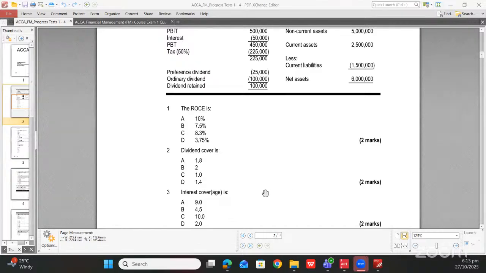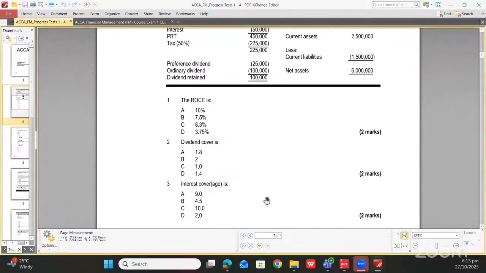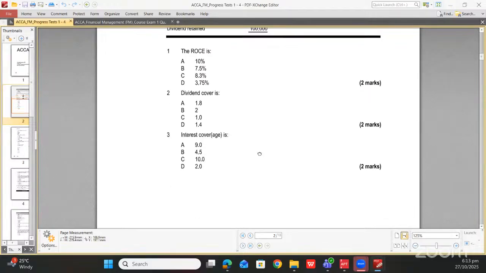So question 3, interest cover. For that, it would be profit before interest and tax over interest. Based on the question, the profit before interest and tax was 500,000 and the interest was 50,000. So 500 over 50 is 10 times. So the answer to question 3 would be C. So moving on.